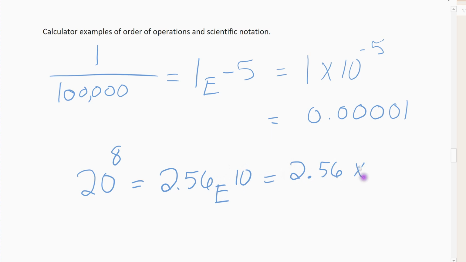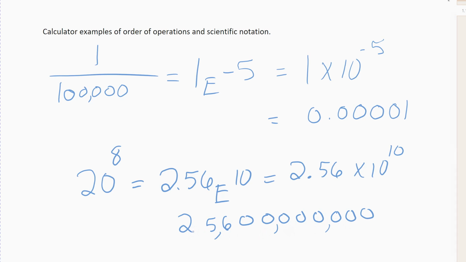So 2.56 times 10, and then the 10 represents the n. Right, so this is a really big number. So I've got to move my decimal place 10 times. So first it's 2. I move it twice to get past the 5 and 6. So 1, 2, which means I still need 8 zeros. 1, 2, 3, 4, 5, 6, 7, 8. Make sure that I've moved it right. 1, 2, 3, 4, 5, 6, 7, 8, 9, 10. And there's my ridiculously big number. Right? And so that would be an example of scientific notation on the calculator.